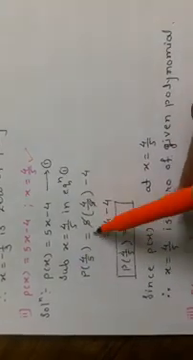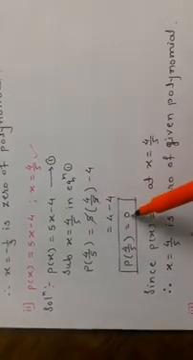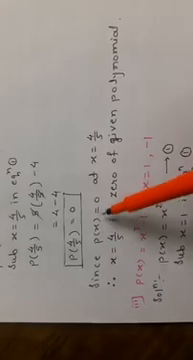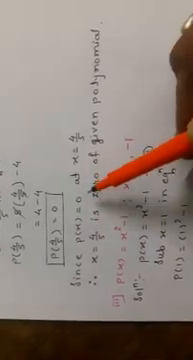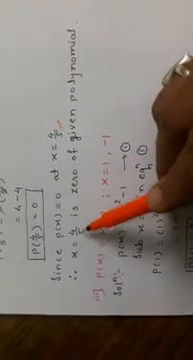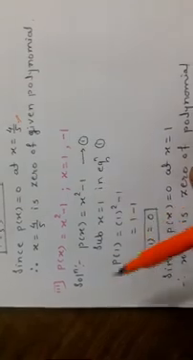So p of 4 by 5 means we replace x by 4 by 5. That is 5 into 4 by 5 minus 4. The 5s cancel, and 4 minus 4 is 0. So p of 4 by 5 is equal to 0. Since p of x is equal to 0 at x equals 4 by 5, therefore x equals 4 by 5 is a zero of the given polynomial.